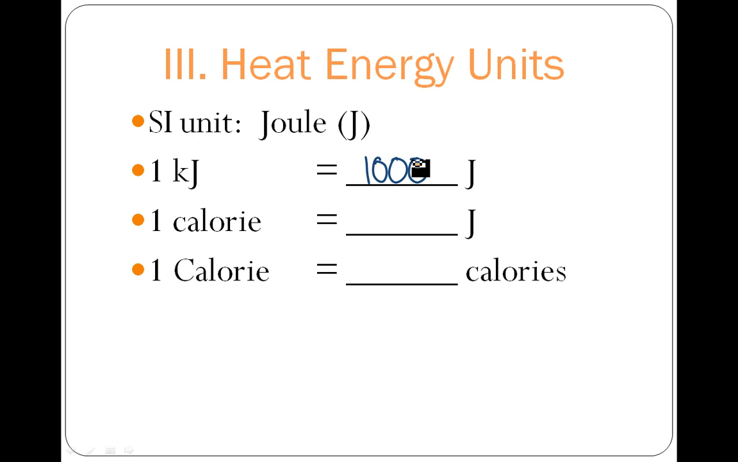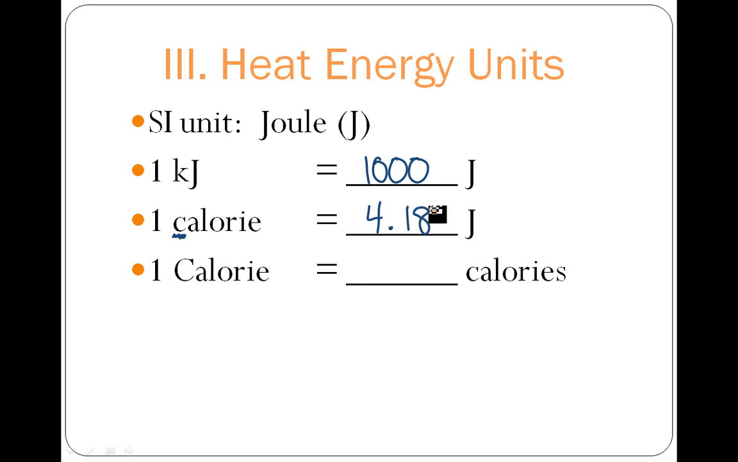I also mentioned that you might see the word calorie. In America, we often use this in food. So if you've looked at a food label before, you've seen calories, though we'll talk in a minute about how that's different. But in chemistry, if we use calories, it'll be this lowercase c calories. And 1 calorie is actually equal to 4.18 joules.